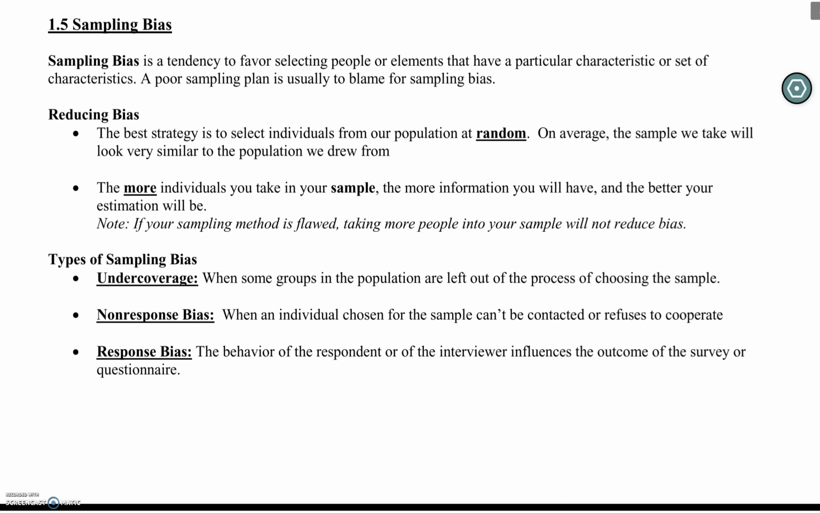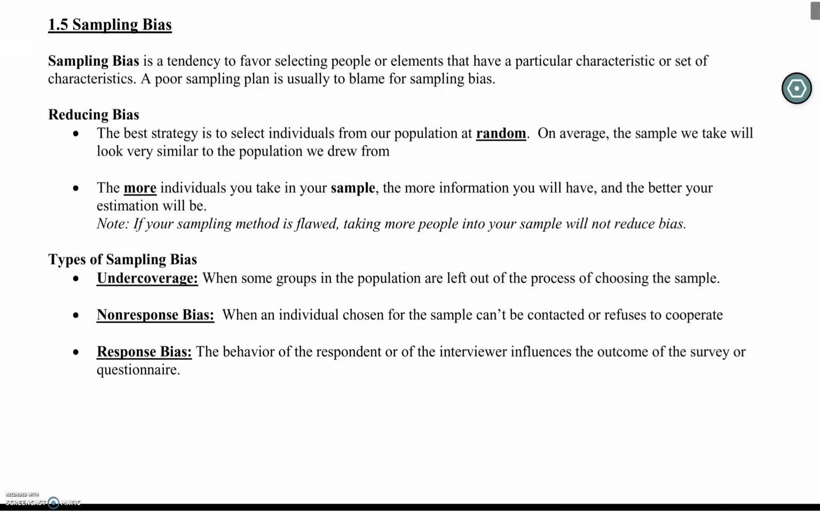In order to reduce sampling bias, there are some strategies. First is making things as random as possible. The more randomness there is, then the better our sample is going to be. So things like a stratified sample or a cluster sample or a systematic sample are actually less ideal than our SRS because our SRS is truly as random as it can get.